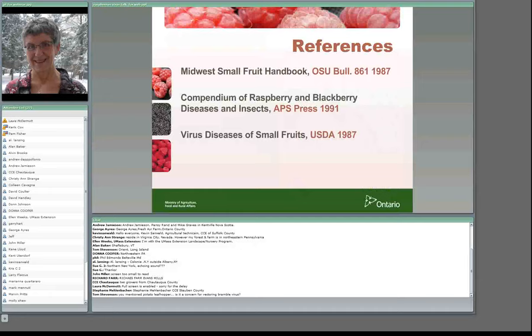Thanks, Pam. There is one question from Tom Stevenson about potato leafhopper and whether that's a concern for vectoring bramble virus. It would not be a common vector of bramble viruses that we know. Having said that, there are some other virus-like diseases, which I didn't discuss, known as phytoplasmas, that are vectored by leafhoppers. They're not common in the Northeast, and so it's not something I would be extremely concerned about from that perspective.